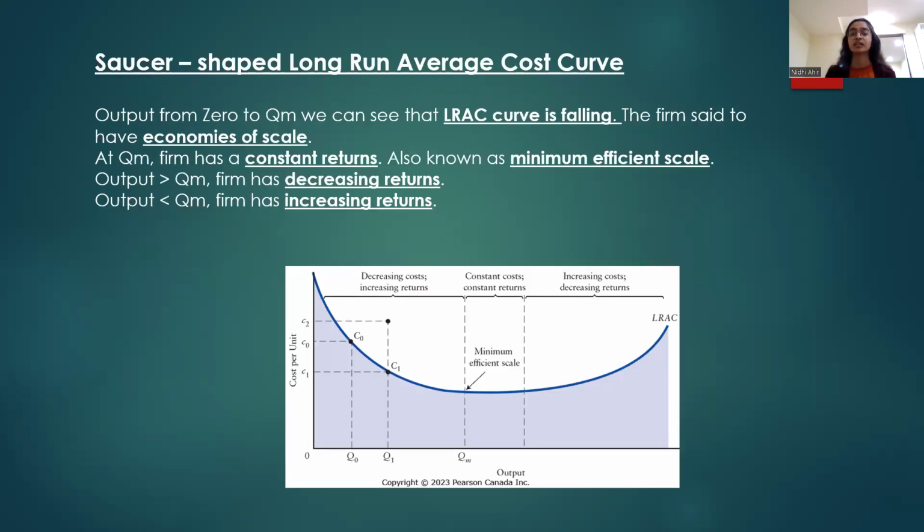U shaped long run average cost curve. We can see in this diagram that for output from 0 to QM the long run average cost curve is falling and the firm is said to have economies of scale. At output QM, the firm has constant return and constant cost. This is also known as minimum efficient scale. For output greater than QM, the firm has decreasing return but increasing cost. For output less than QM, the firm has increasing return but decreasing cost. This can be clearly seen from this diagram.